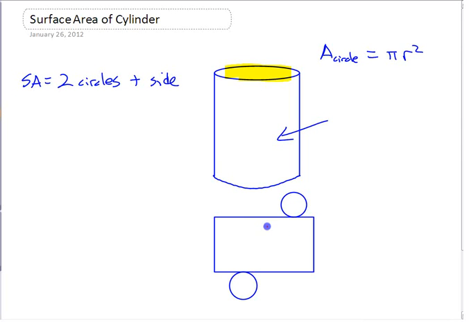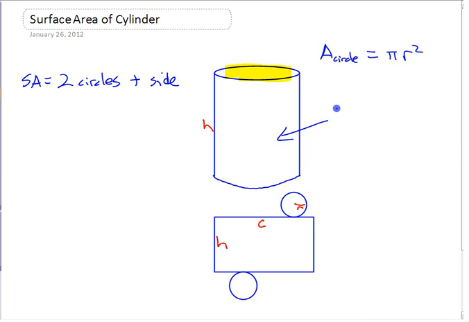What's the area of the rectangle? This distance right here has to be the same as which other distance? It has to be the same as all the way around the circle, right? That label has to be big enough to go all the way around the can, right? The rectangle is circumference times height, right? There's the height. Circumference is all the way around. The area of the circle is radius squared times pi.